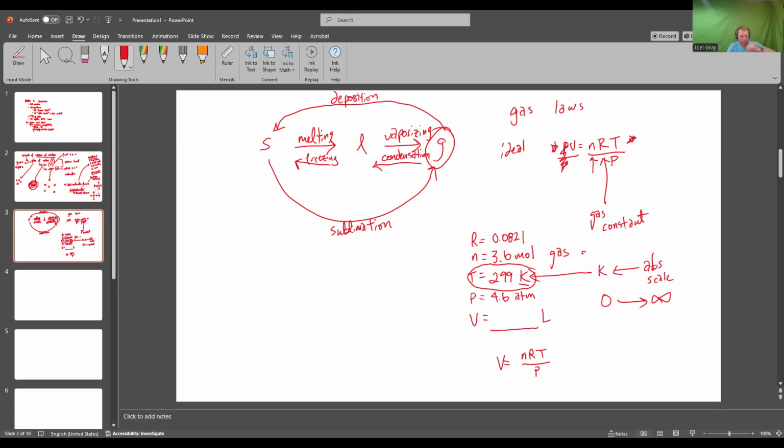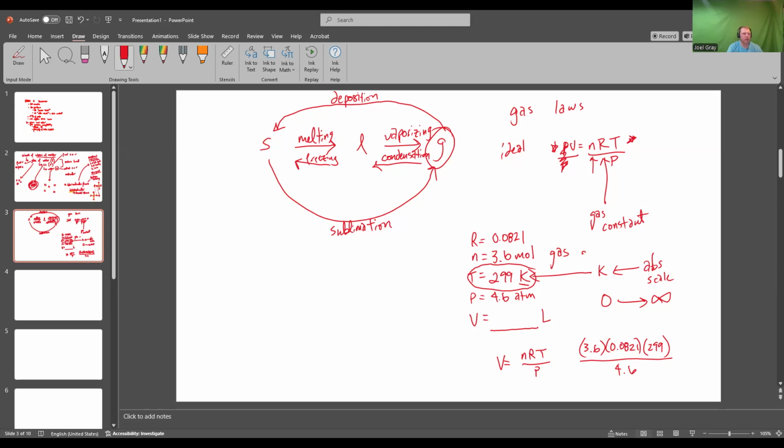And sometimes it will be provided as 0.0821 or sometimes 0.08205. But we plug all that in, 3.6 times 0.0821 times temperature is 299 divided by our pressure, which is 4.6. And I will plug this in to my calculator. 3.6 times 0.0821 times 299.